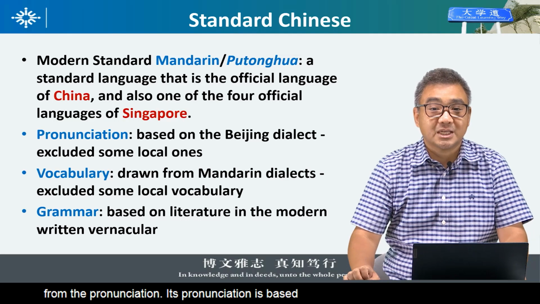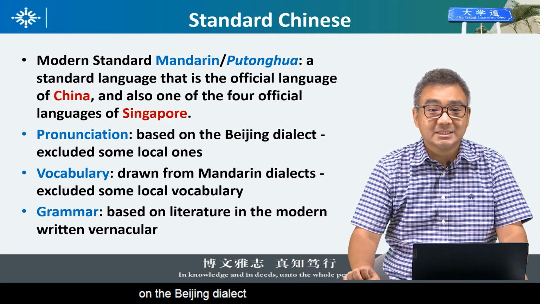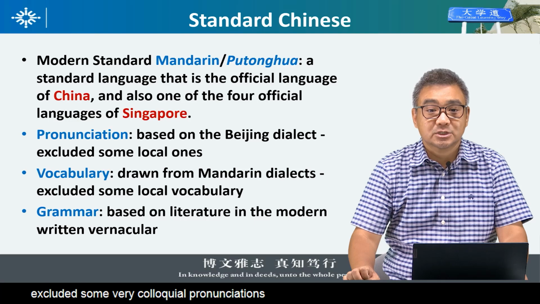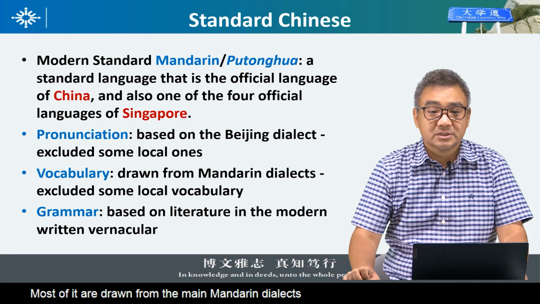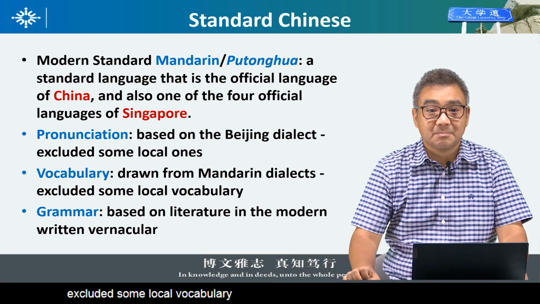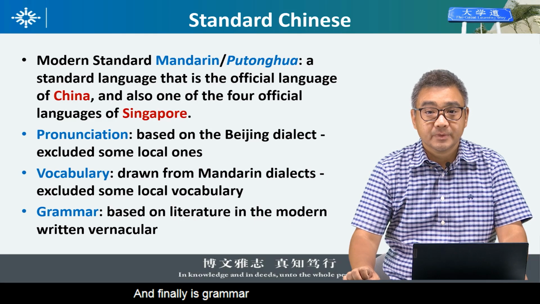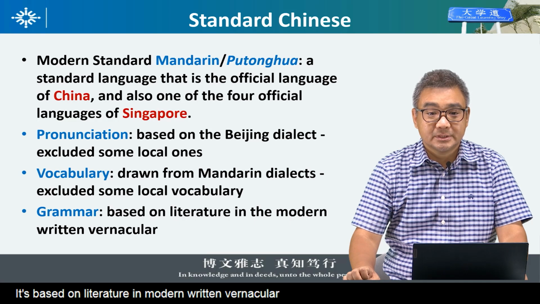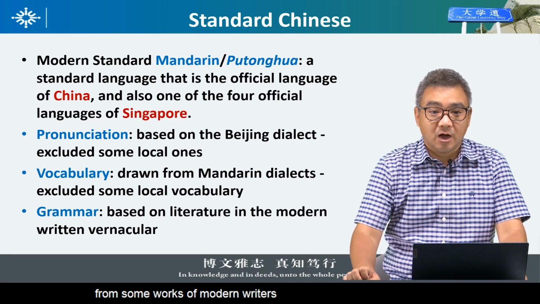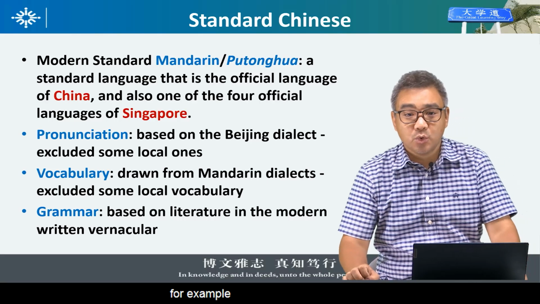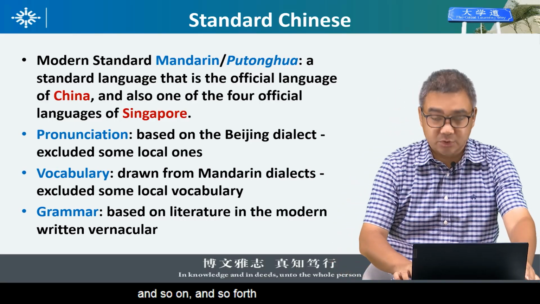First, from the pronunciation: its pronunciation is based on the Beijing dialect, excluding some very colloquial pronunciations. Second is vocabulary. Most of it is drawn from the main Mandarin dialects, excluding some local vocabulary. And finally, its grammar is based on literature in the modern written vernacular, from works of modern writers, for example, Mao Zedong, Lu Xun, Lao She, and so on and so forth.